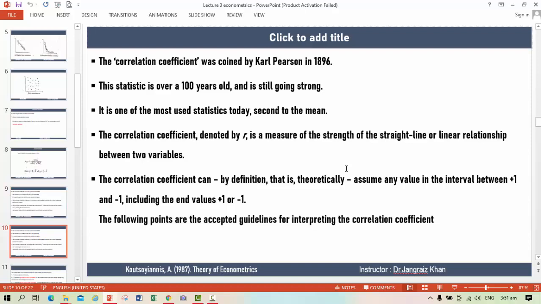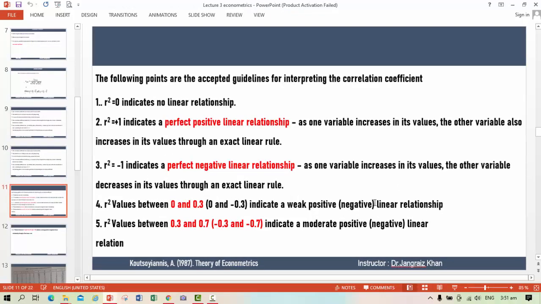Dear students, keep in mind these points which you see in this slide to make decisions on the basis of the correlation coefficient. The higher the value of the correlation coefficient, the stronger the relationship.